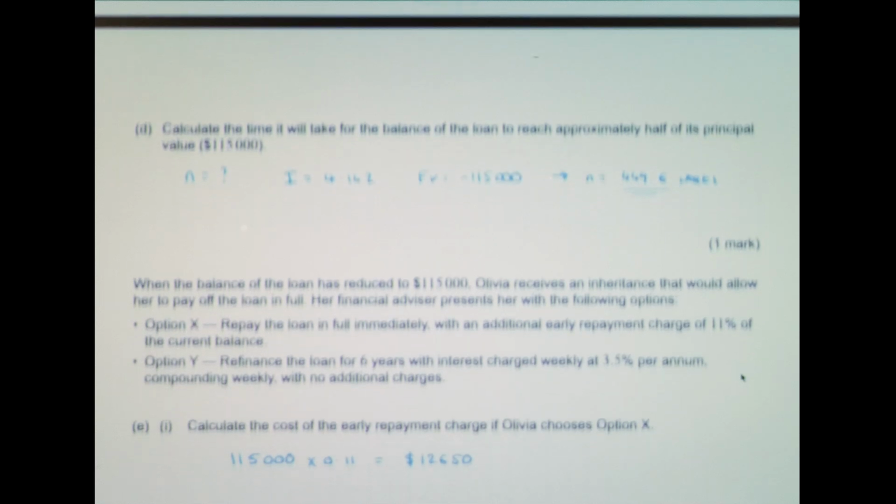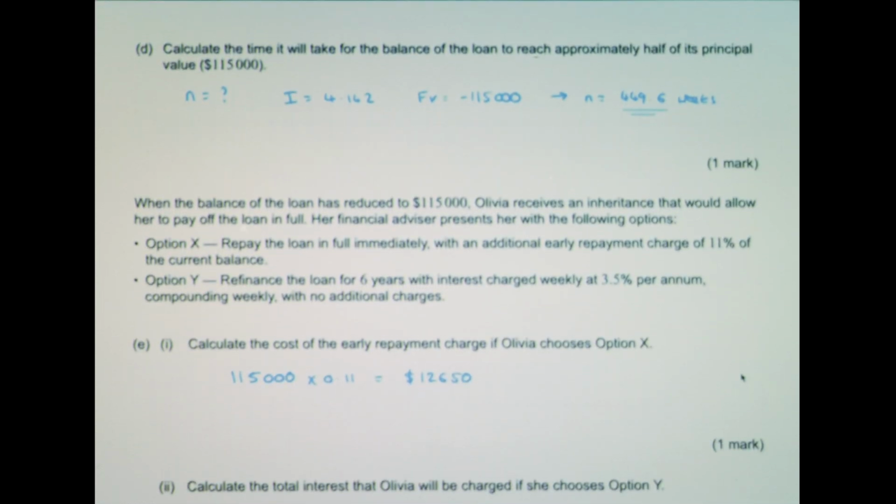Part D, we're then asked to calculate the time it would take for the balance in the loan to reach approximately half of its principal value. So we're given half the principal at 115,000. And with that, based on the calculations that they had with the 4.1, if they didn't get 4.1 from the previous section, they'd be expected to use that. We're looking at 449.6 in terms of weeks there. So just 1 mark there for finding the N value.